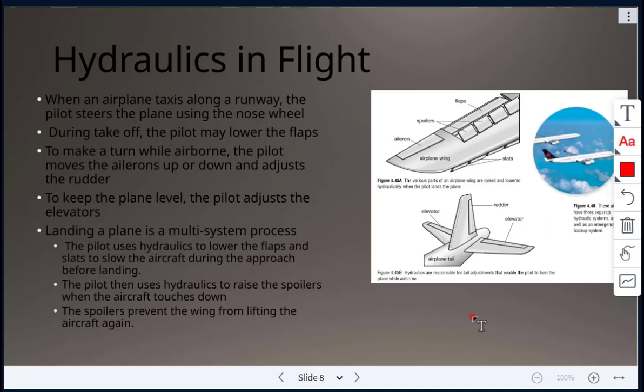Even when they're landing a plane, it's a multi-step process. They have to use hydraulics to lower the flaps and slats to slow the aircraft during the approach before landing. The pilot also uses hydraulics to raise the spoilers, shown here. When the aircraft touches down, the spoilers prevent the wing from lifting the aircraft up again. All right, so lots of separate hydraulic systems in airplanes.